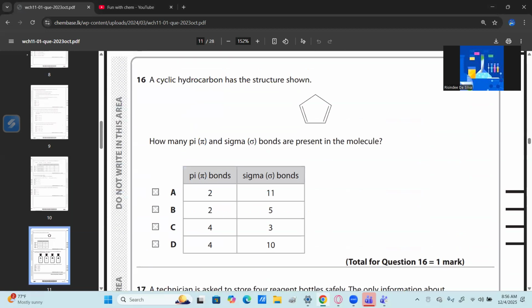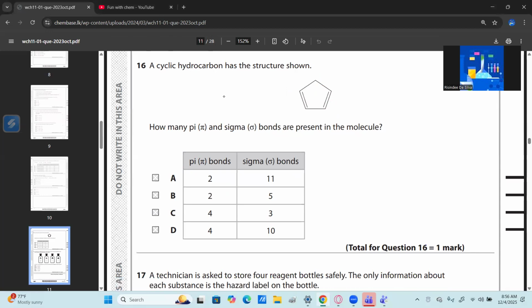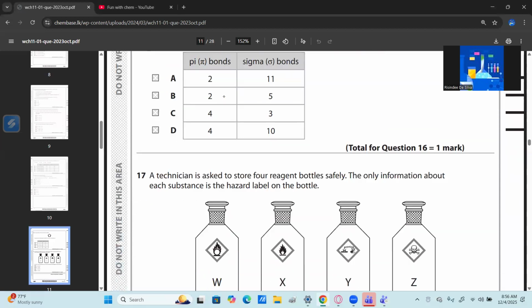A cyclic hydrocarbon has a structure shown. You need to count the pi and sigma bonds. So when you have a double bond only, we can have the pi bond. So 2 answers are there. Then you have to count the sigma bonds. 1, 2, 3, 4, 5, 6, 7, 8, 9, 10, 11. So the correct answer is A. Don't forget about the hydrogens because they have given only the skeletal formula. You have to draw the structural formula to find the sigma bonds. C-H bonds are not shown in the skeletal formula.